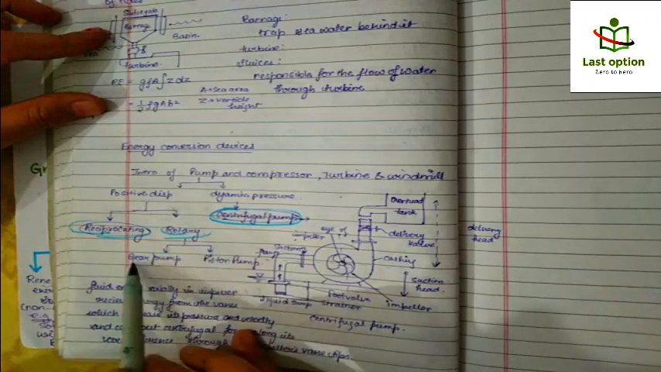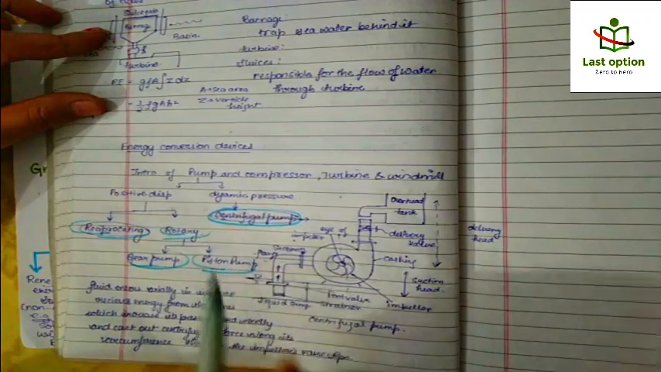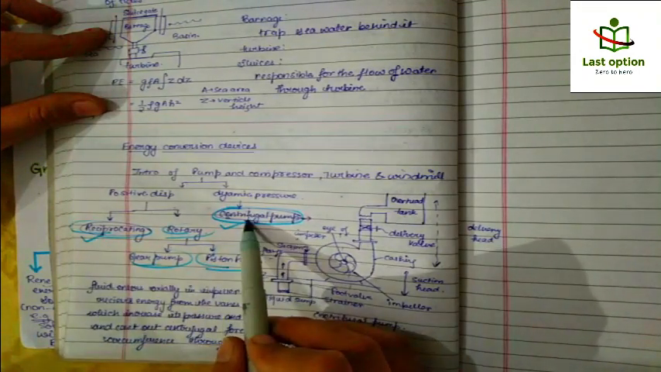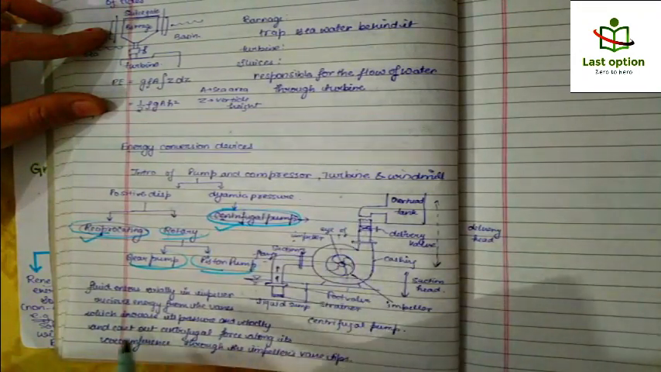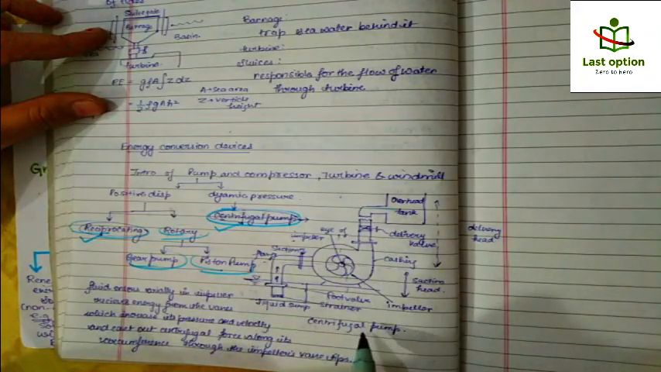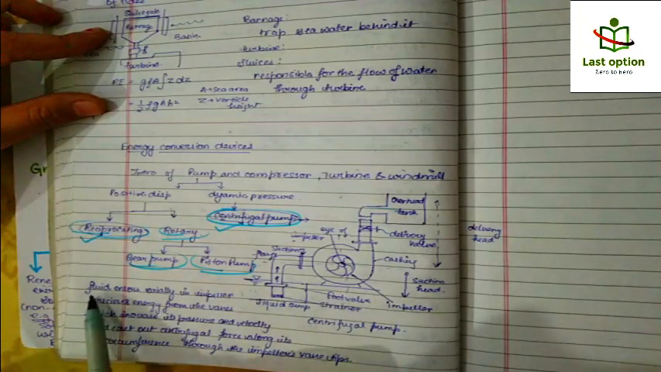Rotatory pump is also of two types: gear pump and piston pump. In the syllabus there is only the reciprocating pump and the centrifugal pump. So what is the reciprocating pump? This is the diagram of the reciprocating pump, and I will show you a clearer one. Okay, so basically let's see the function.